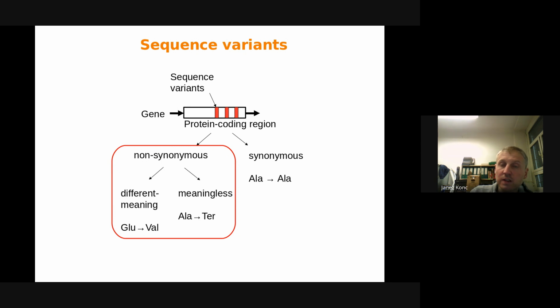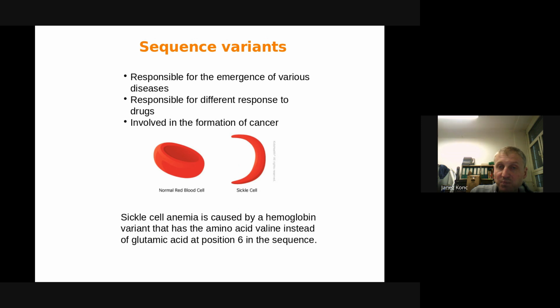Sequence variants are also responsible for various diseases, and for our different responses to drugs. This is very important because we all respond to drugs a little bit differently, and this is not yet well studied. Using our tools, we hope we can make it a little more open to the light.